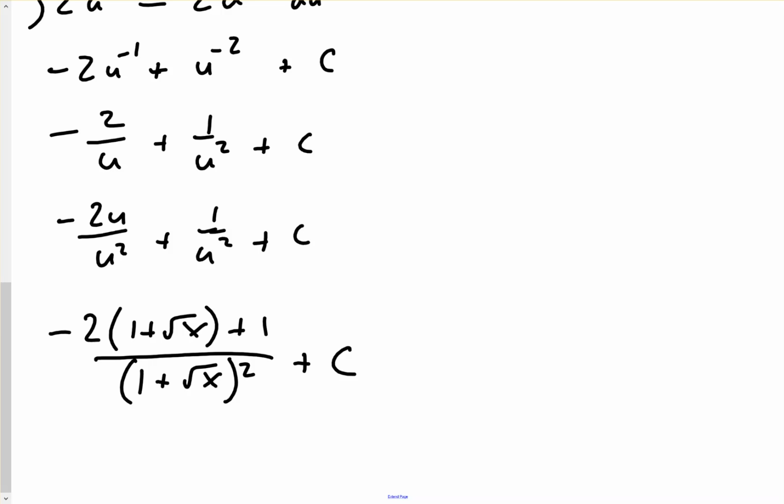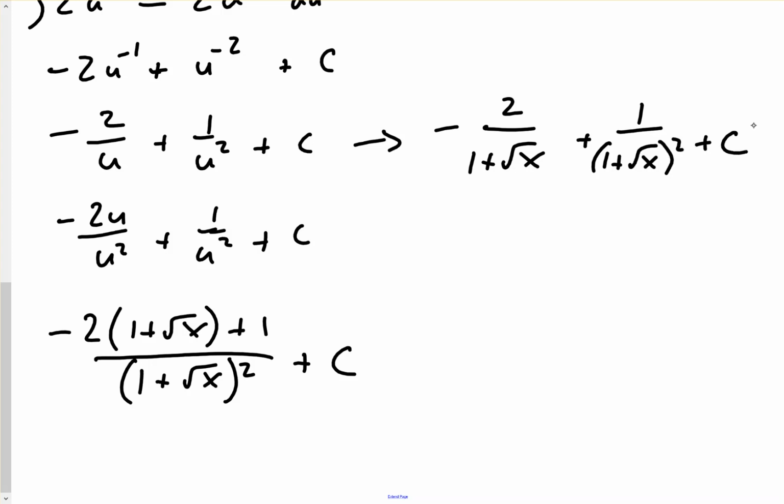Okay, so if you want to combine with the same denominator, it's also perfectly fine if you came here at this step and just substituted in for u as well. So you'd have negative 2 over 1 plus the square root of x plus 1 over 1 plus square root of x squared plus c. So either one of these is fine.